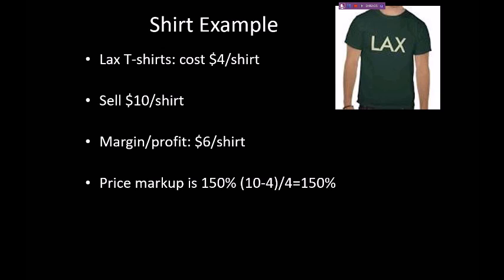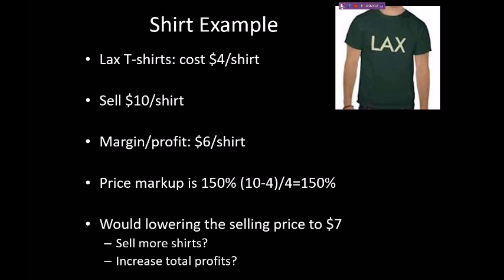Our price markup turns out to be 150%. What that means is if we take the 10 minus 4, we get the 6, and divide that by our cost of $4, and it's 150%. Would lowering the selling price from $10 to $7 sell more shirts? Ask your neighbor. Do you think our total profit would increase?